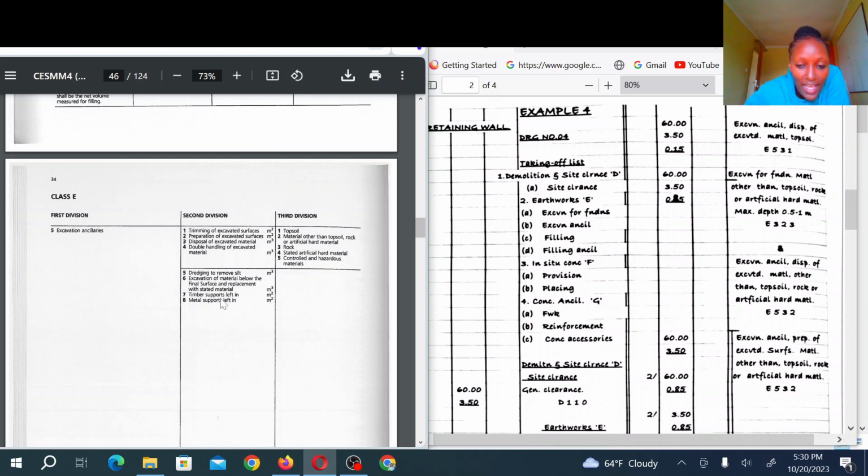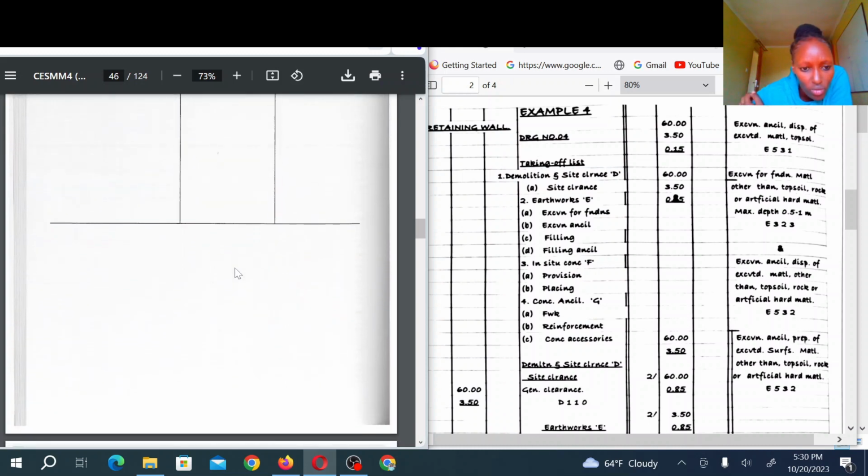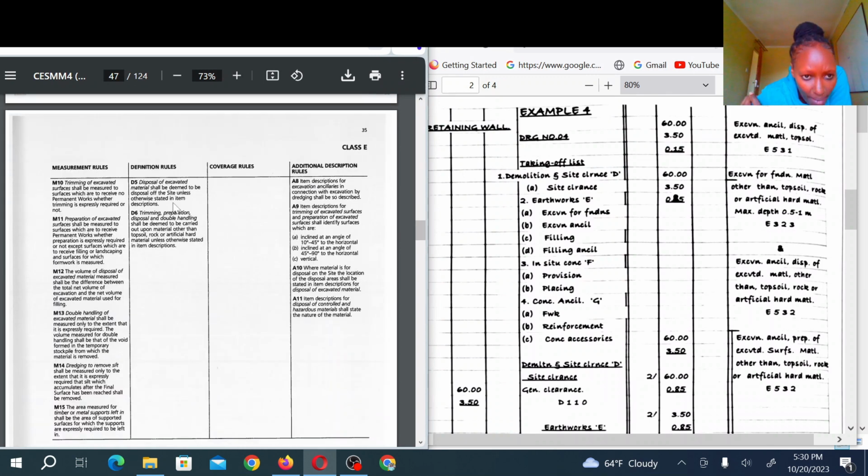Once we are laying hardcore or anything, we need to prepare the excavated surfaces. Double handling of excavated material: if you want to know what double handling means, you just come here to the rules and see what it says about double handling. Under the measurement rules, it explains that double handling of excavated material shall be measured only to the extent that it is expressly required.